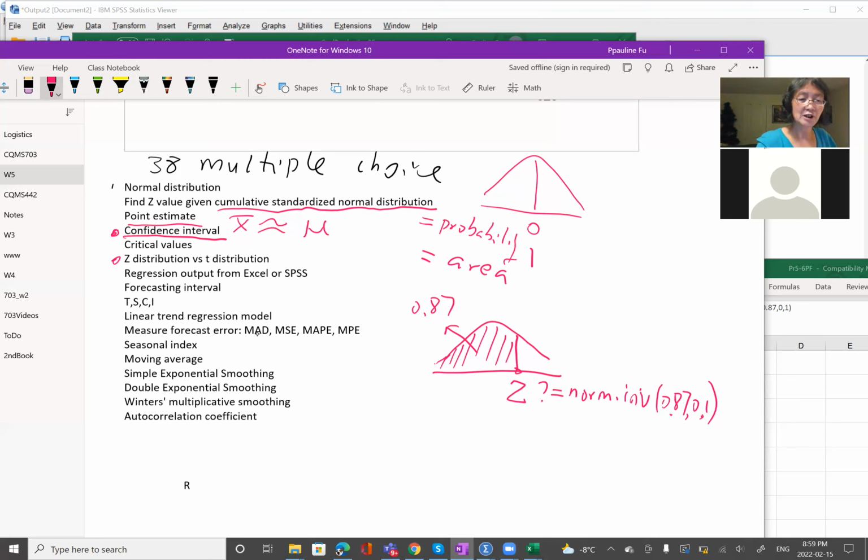So when you use the normal distribution, the confidence interval formula is x bar plus minus z half alpha times s over square root of n. And when you use T distribution, the confidence interval becomes x bar plus minus t half alpha times s over square root of sample size.